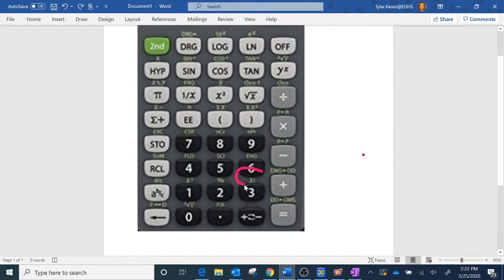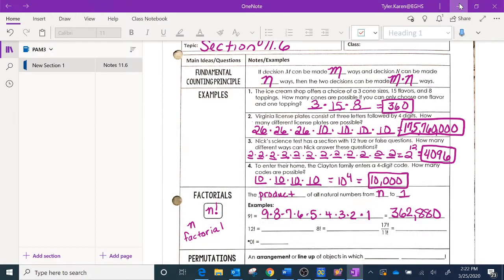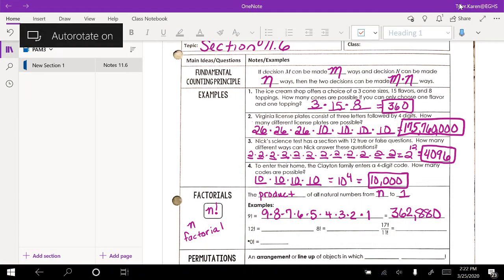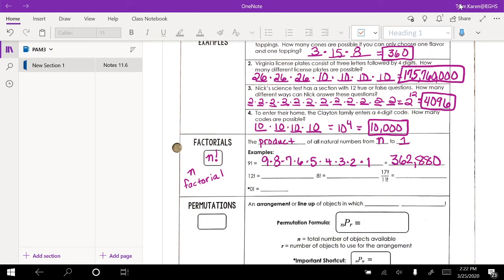It is right there. All right, so the factorial button is above your 3 button. All right, so here we go. Hold on, I gotta move my computer back so I can write on it. All right, so we're gonna do 12 factorial.